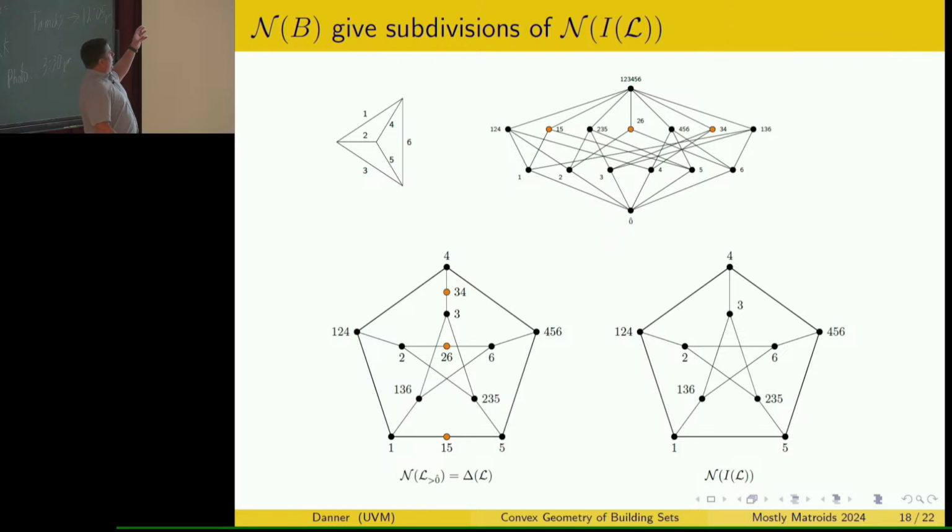You've got the nested set complex associated to the irreducibles, that's this here on the right. Any other building set gives a subdivision of that. You can see that with the orange here.